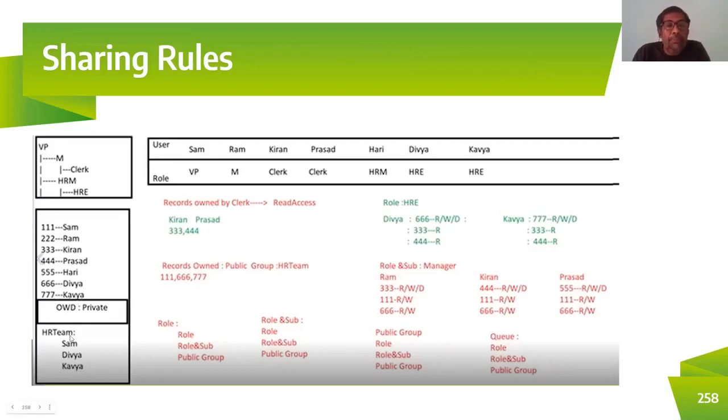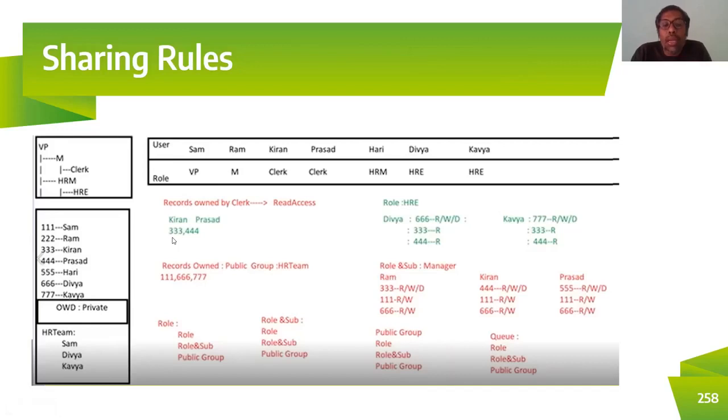Now coming to the HR team. Sam is the vice president, so he will be there, and then Hari, Divya and Kavya will be there. Assume that these are the HR team. Now Kiran and Prasad are clerks, but they are the owners of these records.